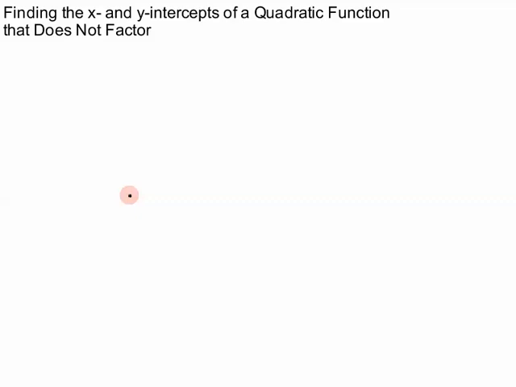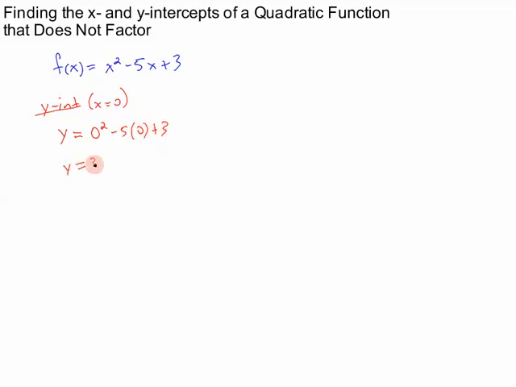So let's take this first example. F of x equals x squared minus 5x plus 3. Let's start with the y-intercepts. There's always going to be one y-intercept. You set x equal to 0 and solve for y. I'll remind you that f of x is y. So you end up with y equals 0 squared minus 5 times 0 plus 3. So y equals 3. So the y-intercept is the ordered pair x is 0, y is 3.